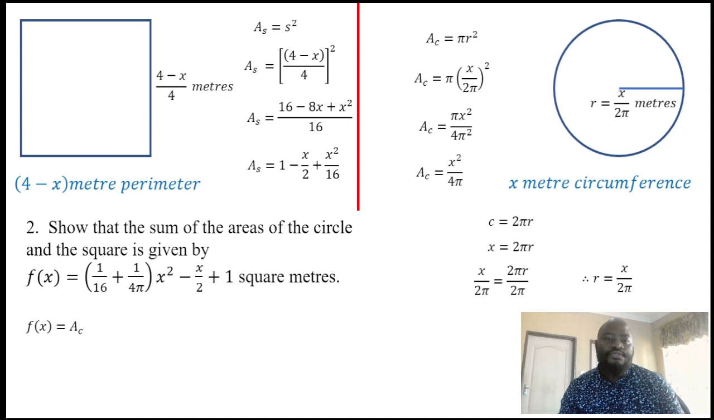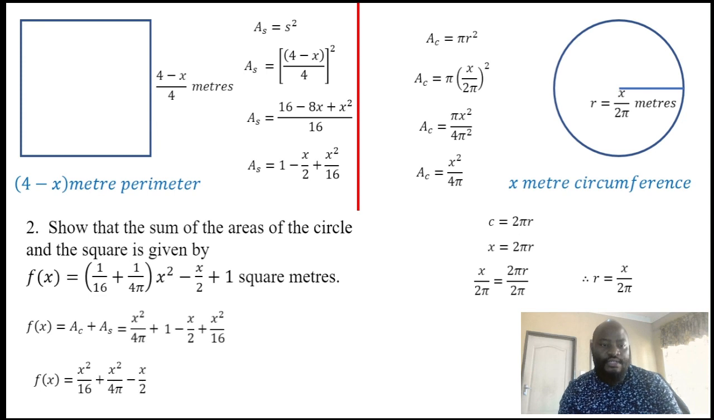Now we take these two and say they should add to give us the function that they're looking for. So bringing down those two, we get x squared over 4 pi plus 1 minus x over 2 plus x squared over 16. Then with a little bit of rearrangement, putting the x squared terms together, this one and this one, we can take a common factor of x squared out here, which ends up giving us what they wanted. Okay, next question.